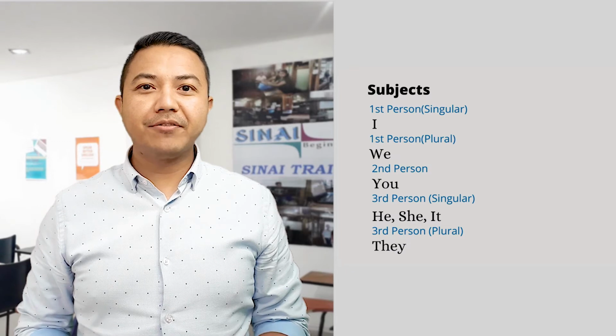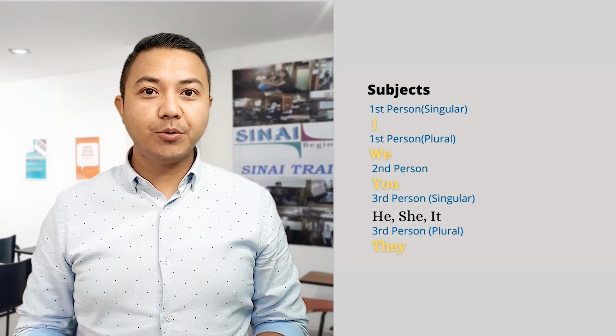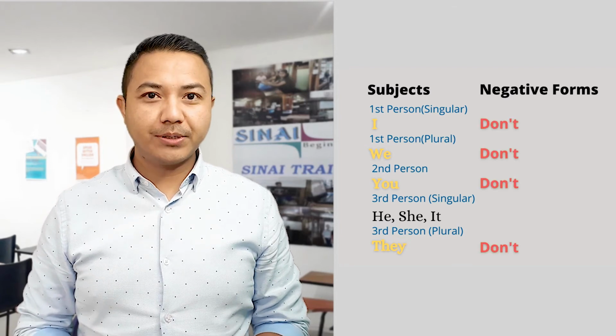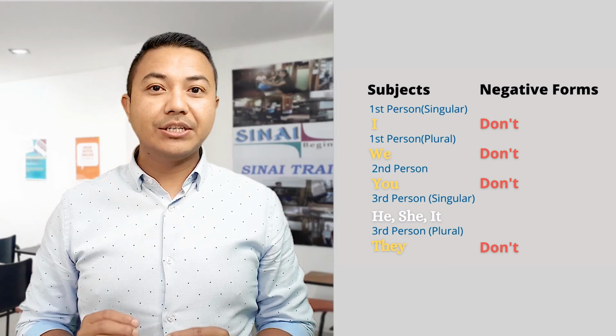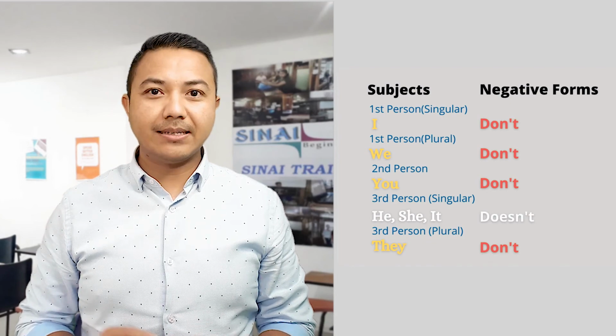So remember, if the subjects are I, we, you, and they, then use the negative form don't. And if the subjects are third person singular, he, she, it, then use the negative form doesn't.